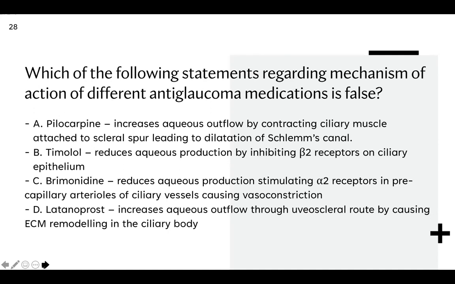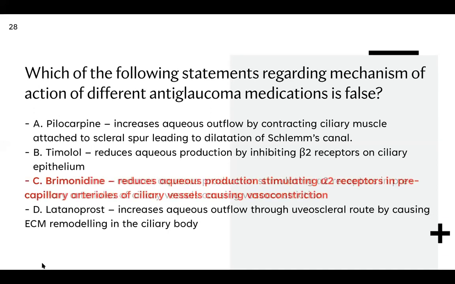Again, this is regarding basic sciences. This is something that, as residents, we should know before we actually understand which medicines to give and which not to give. We need to know the mechanism of action. The poll is locked. The correct answer to this question is C, brimonidine. And 26% of people have got this right.